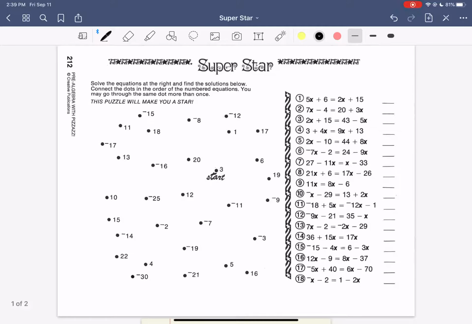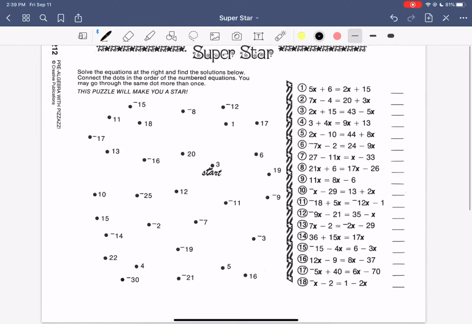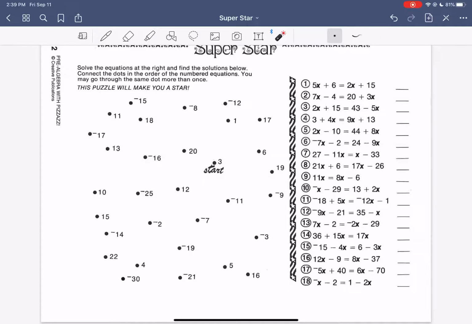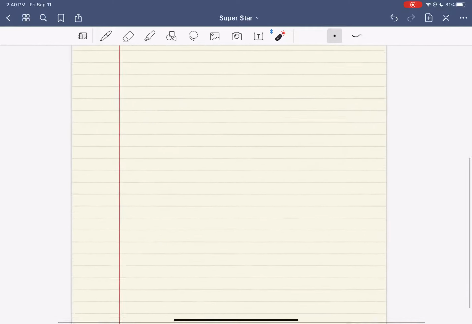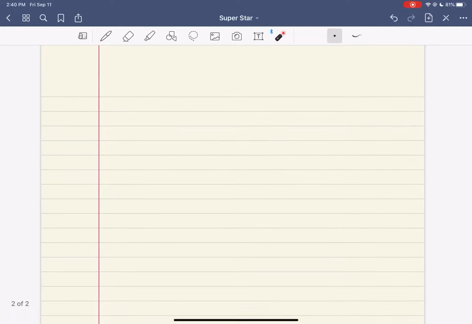Okay, so as promised, here is our overview of the Superstar worksheet that we started in class today. I'm going to be working through each of these equations here on the right, 1 through 18, and I'm going to be solving them with each of the steps as we have done in class. I have a piece of notebook paper that I will be working them on as we go. So I'm going to scroll down to my notebook paper that you most likely started in class.